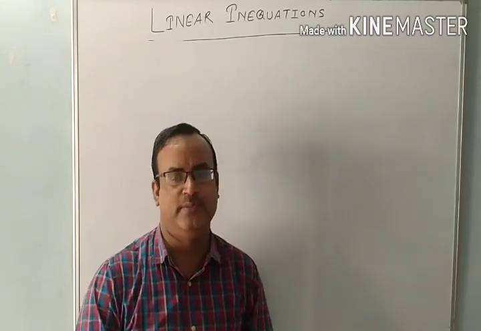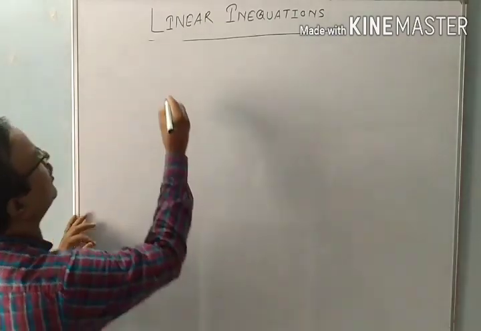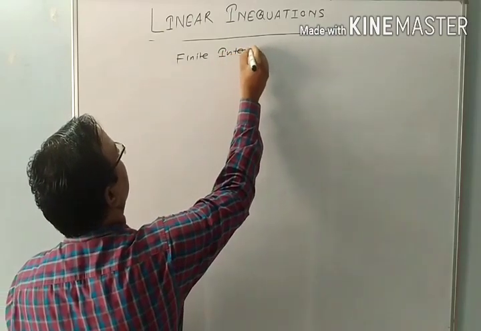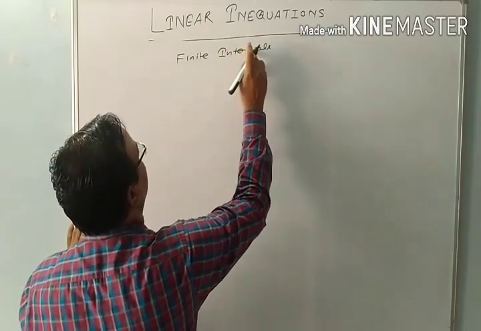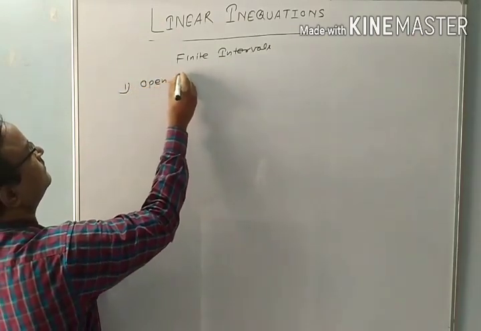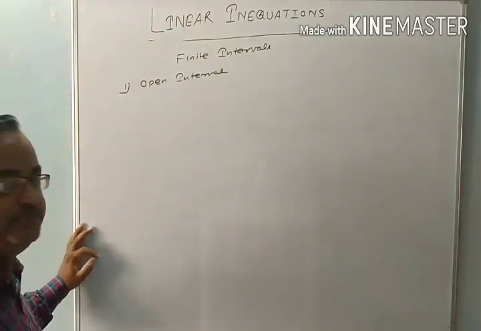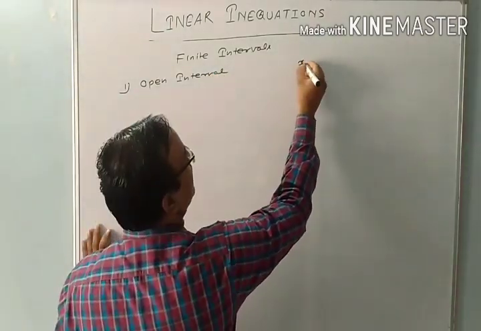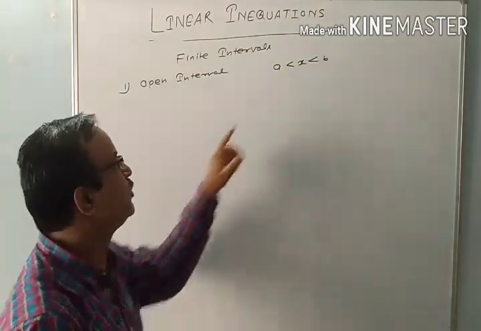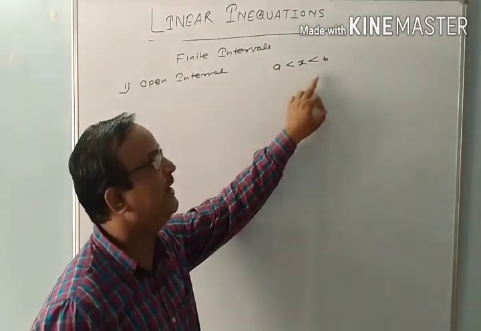So there are two types of interval. First is finite interval and second one is infinite interval. So first of all I am going to discuss finite intervals. There are four types of finite intervals. First is open interval. In this interval, the value of x lies between a and b. That means the value of x is not equal to a and not equal to b. All the values of x lie between a and b.